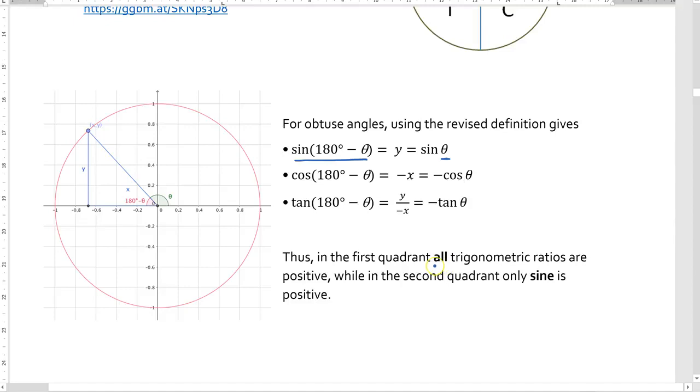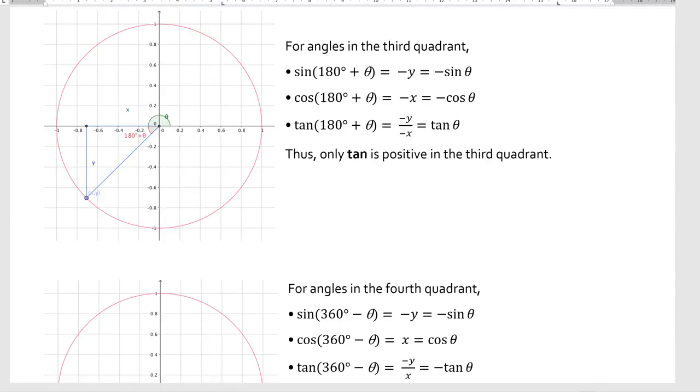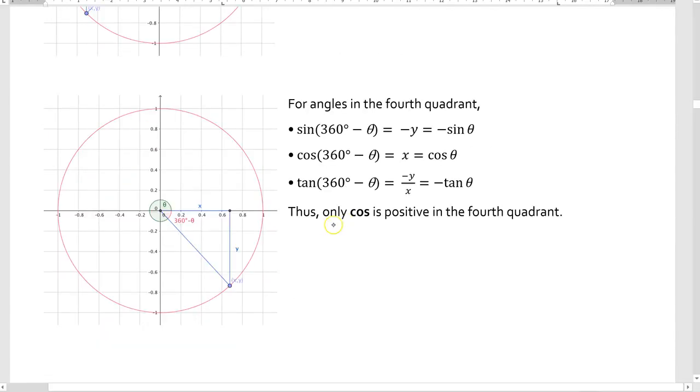So in the first quadrant, while all trig ratios were positive, only sine is positive in the second. In the third quadrant, only tan is positive. And again, when we're looking at an angle going from here around, we're interested in this bit, which is 180 plus theta. And finally, in the fourth quadrant, only cos is positive. And we're looking at, for an angle all the way around to here, 360 minus theta. Again, the angle with regard to the horizontal.